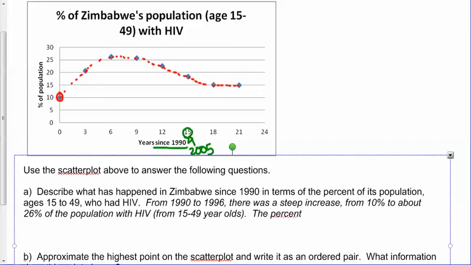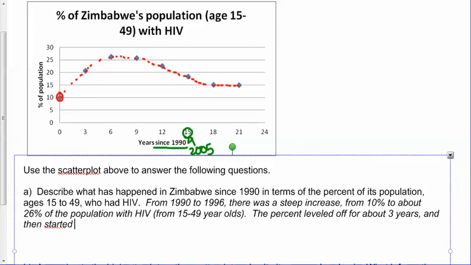And then the percent, we said, leveled off for about 3 years and then started a gradual decline. Then we saw there at 18, which represented 2008. And so from 2008 to 2011, we saw that it kind of leveled off. So we can write a sentence about that as well. So from 2008 to 2011, the percent leveled off at about 15%.